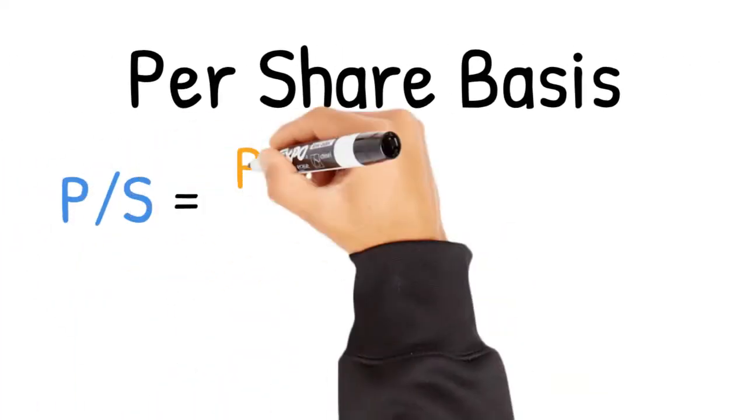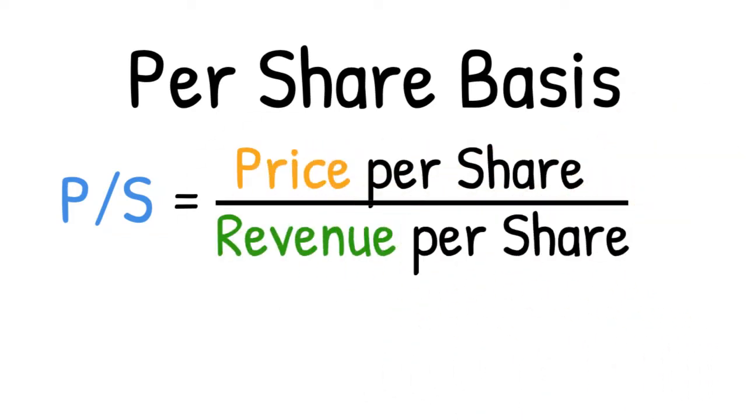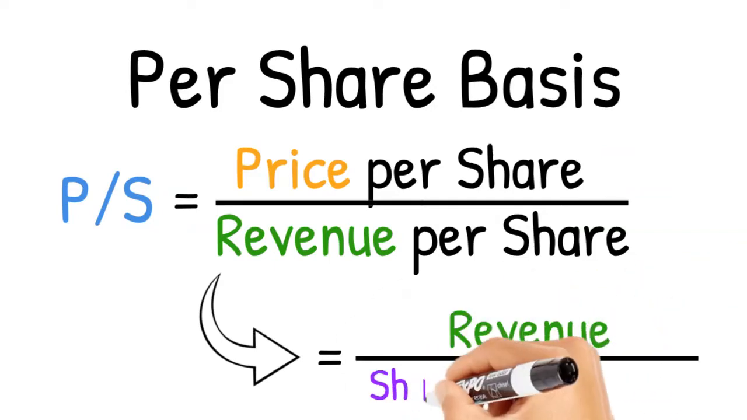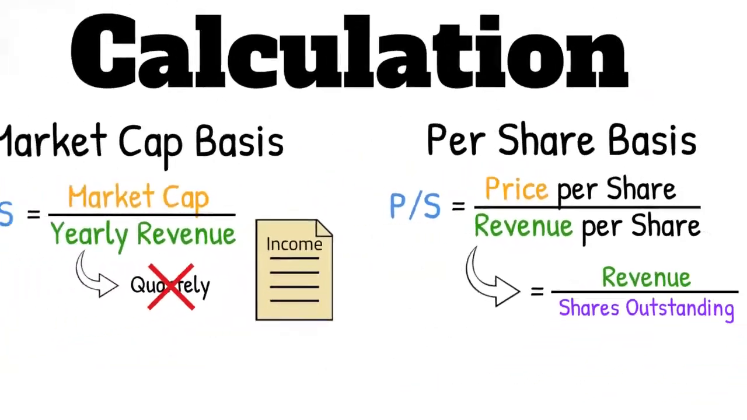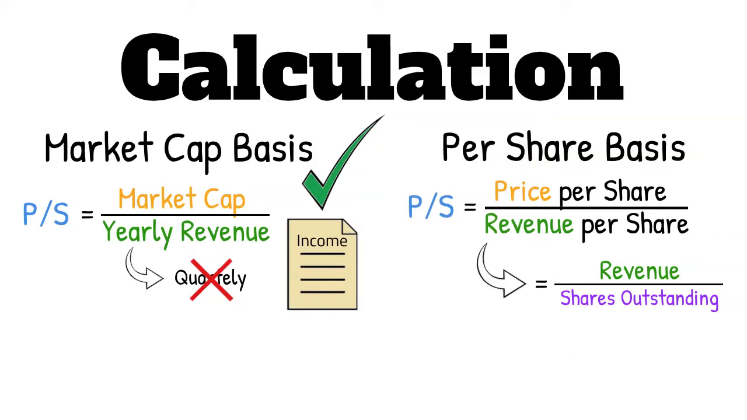The other method is to calculate the ratio on a per share basis. For this, you need to divide the stock's price per share by their yearly revenue per share. You would need to find the revenue in the income statement as well, and then divide that by the number of shares outstanding to arrive at revenue per share. Both ways will arrive at the same conclusion, but I would recommend to use the first approach as it requires less work, so there's less room for error.